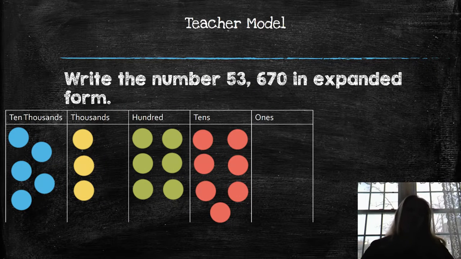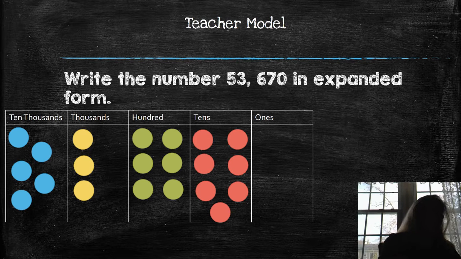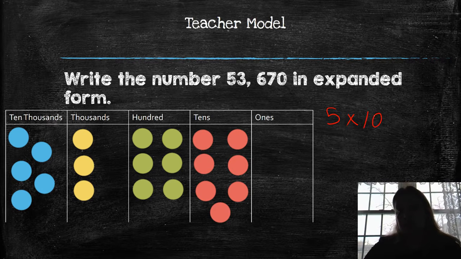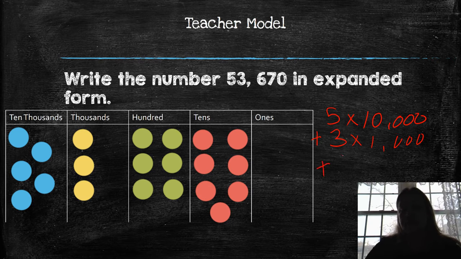But what if we wanted to write that in expanded form? You guys remember how to do that? We went over that way back at the beginning of the year. Well, we would write that we have 5 times 10,000 plus 3 times 1,000 plus 6 times 100 plus 7 times 10.